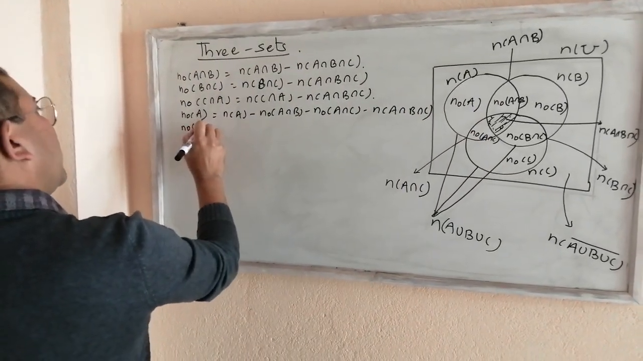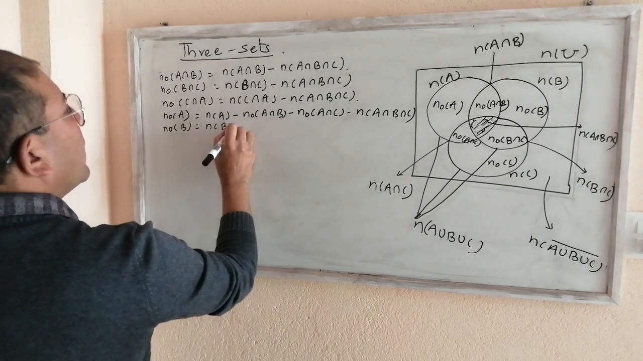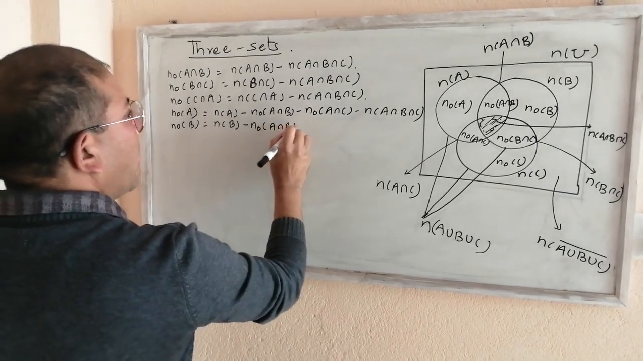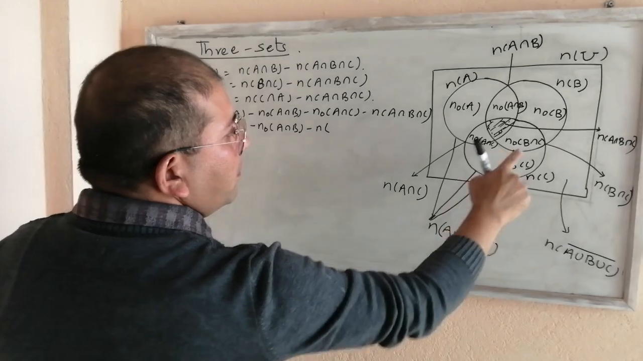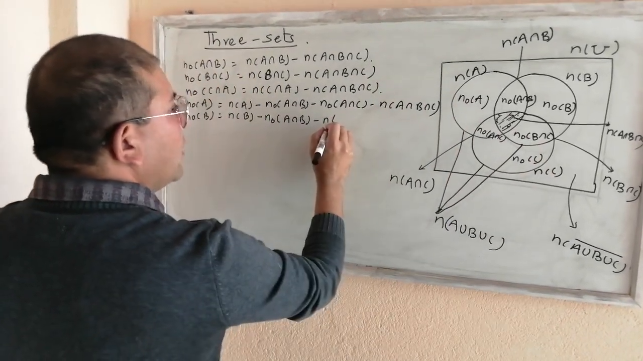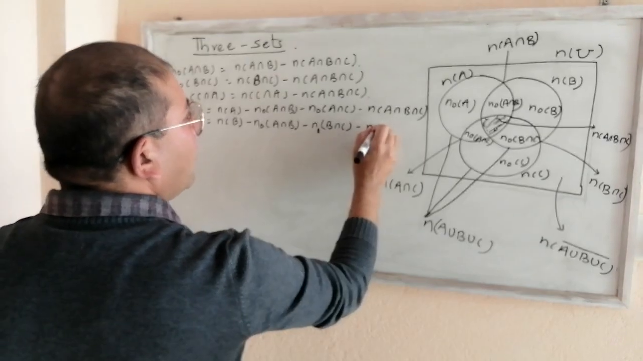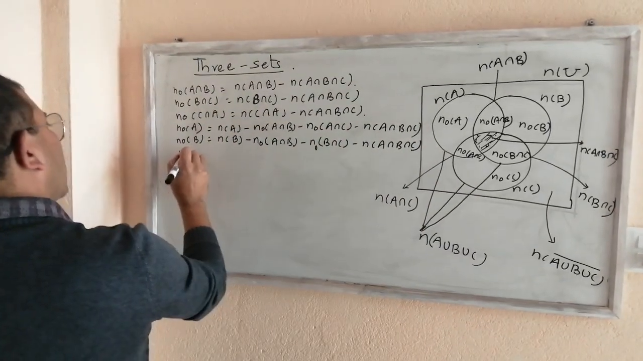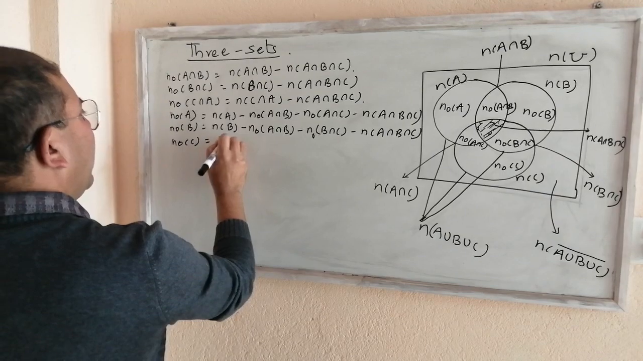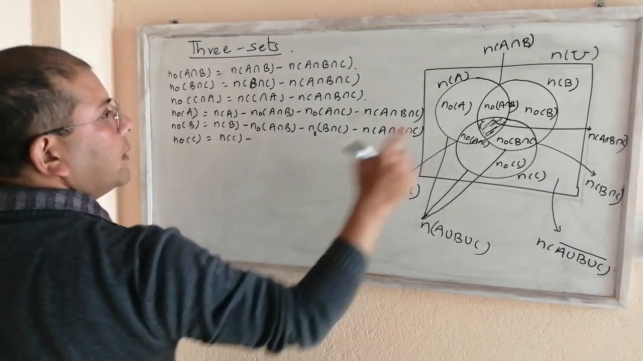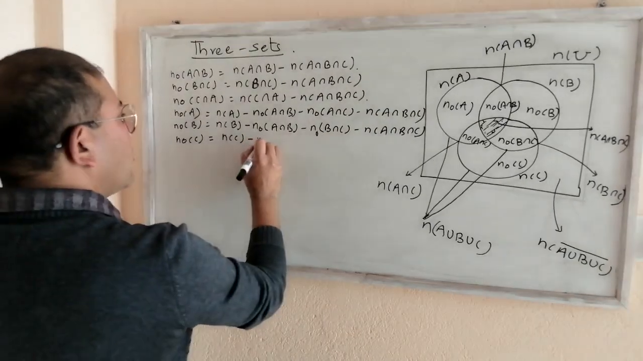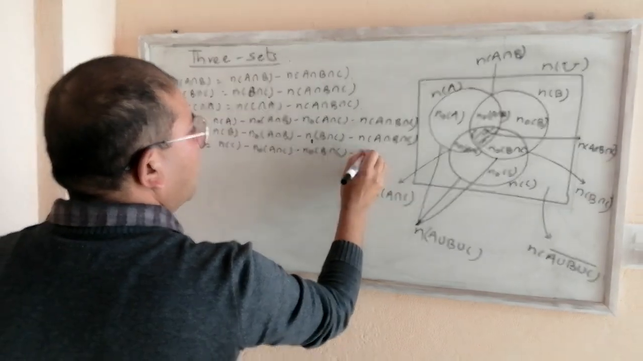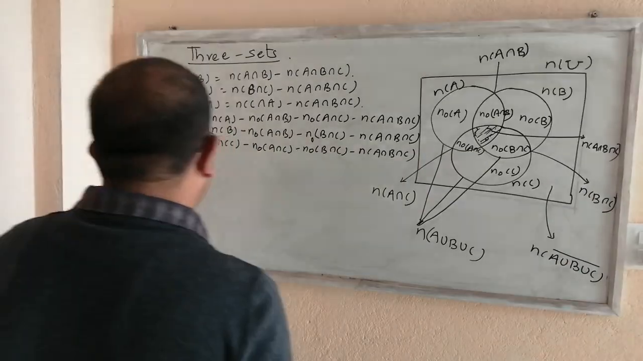Similarly, n naught of B is equal to n of B minus this portion, n naught of A intersection B, minus this portion, n naught of B intersection C, minus n of A intersection B intersection C. And n naught of C is equal to n of C minus this portion and this portion, n naught of A intersection C, minus n naught of B intersection C, minus n of A intersection B intersection C.